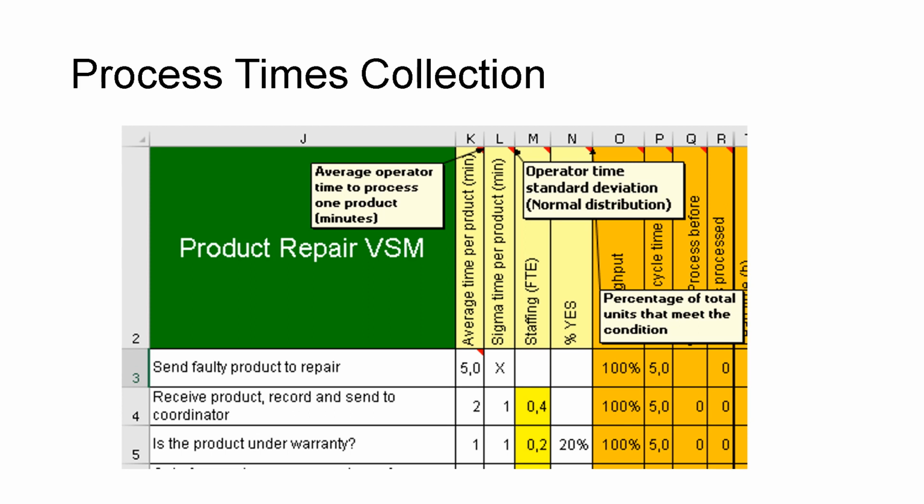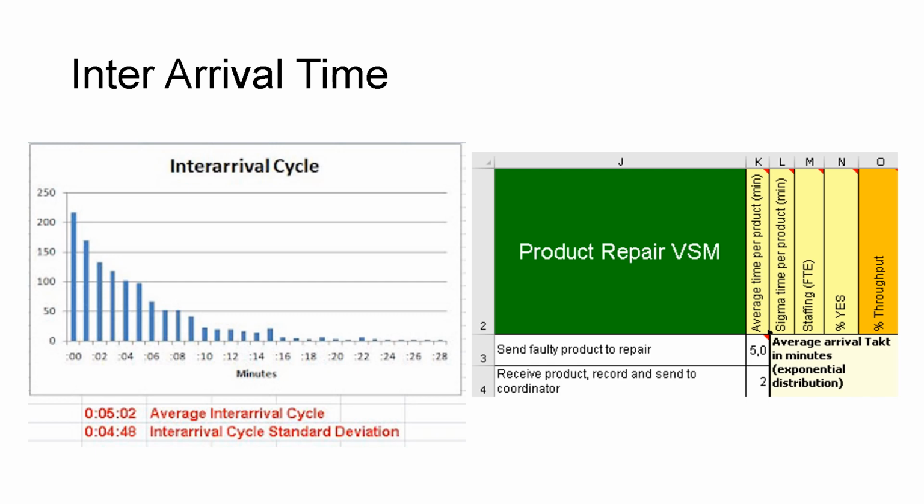We enter average process times in column K and standard deviations in column L. We enter percentage of yes data in column N. Average time to receive a product is 2 minutes, and its standard deviation is 1 minute. On average, 20% of products received for repair are under warranty. Average inter-arrival cycle is 5 minutes. Therefore, this is the takt required for a complete repair line.